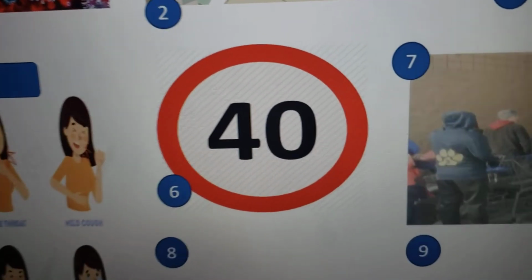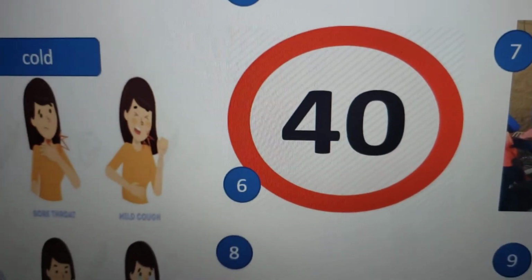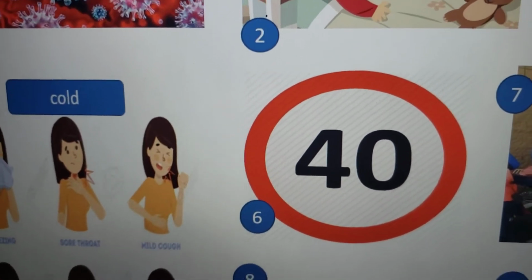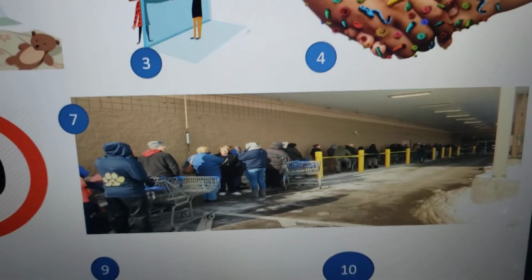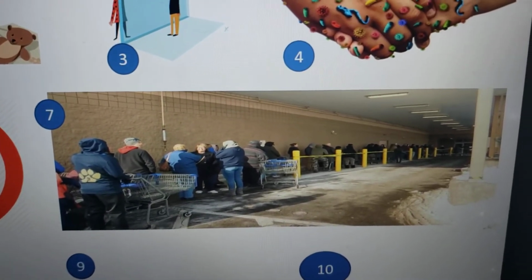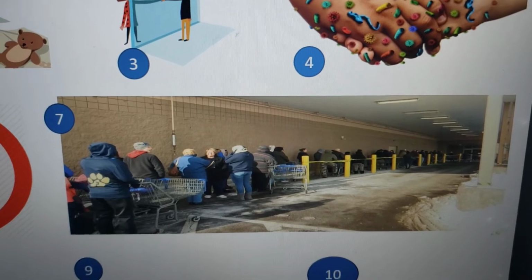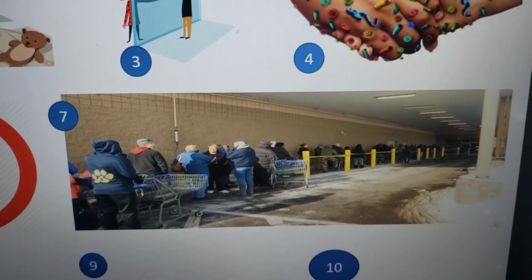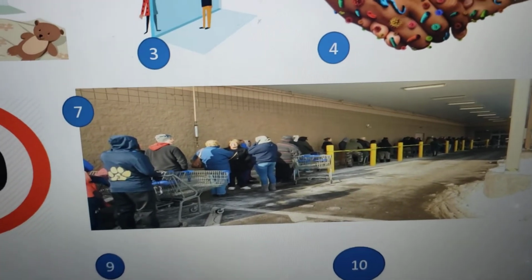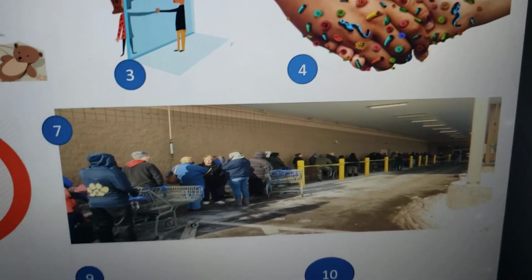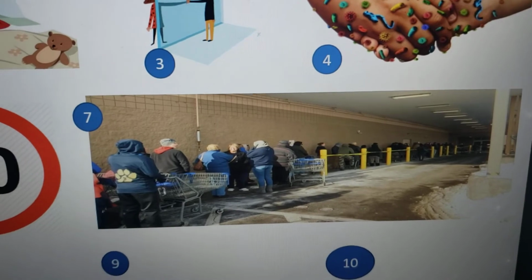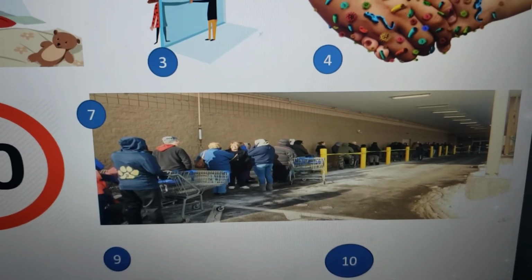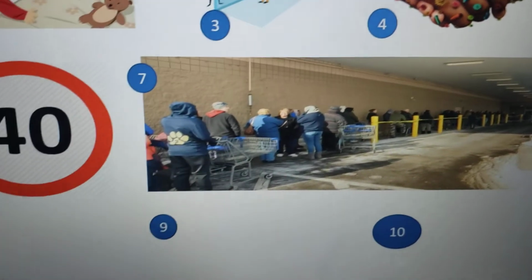Number 6, 40. If you say limit, then you are correct. Number 7, you see here, people in a long line at a grocery store trying to buy food. They are panicking because of the pandemic of coronavirus. They are worried, so they're in line to try to get in the store to buy food. This is panicking.